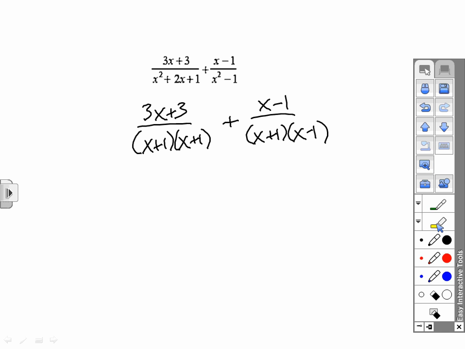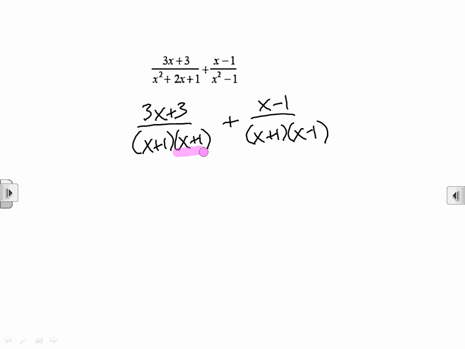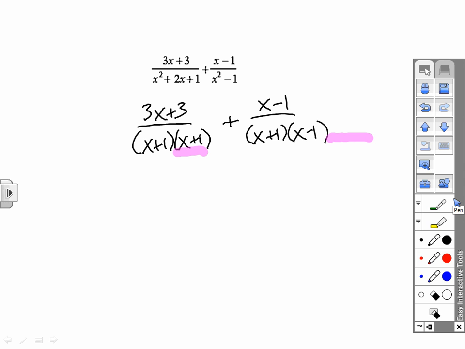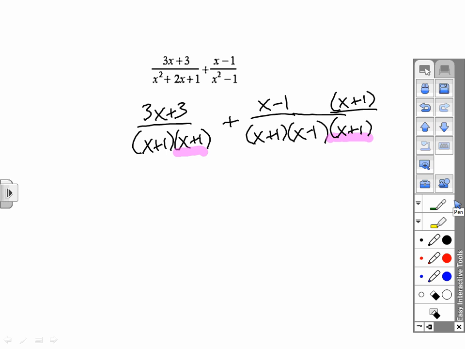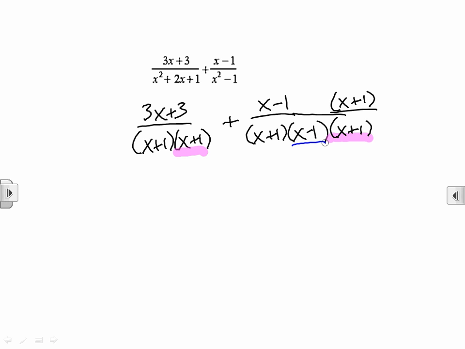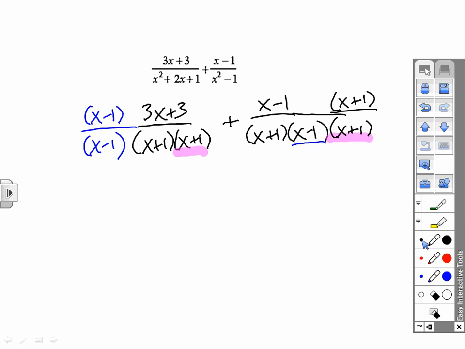My one on the left has an extra x plus 1. So I need to multiply my second fraction by another x plus 1. My second fraction has an x minus 1 that I don't have in both. So I need to multiply my second fraction by x minus 1. Once again, all we're doing is multiplying by very specially chosen ones. And now I have a whole hot mess that I have to distribute. Do you see why it's easier to recognize that we need to reduce first?